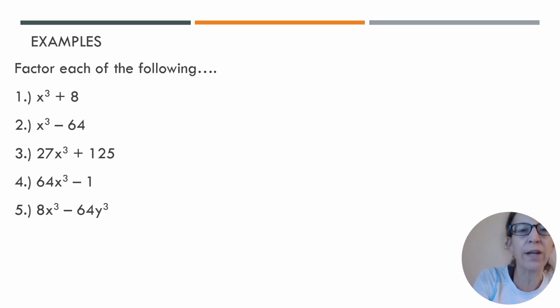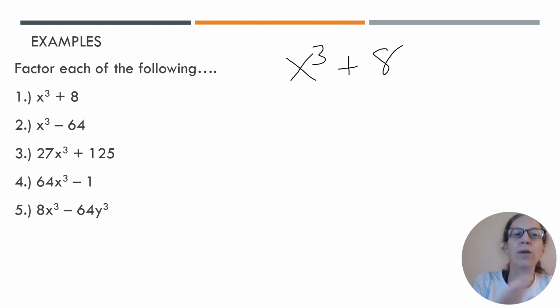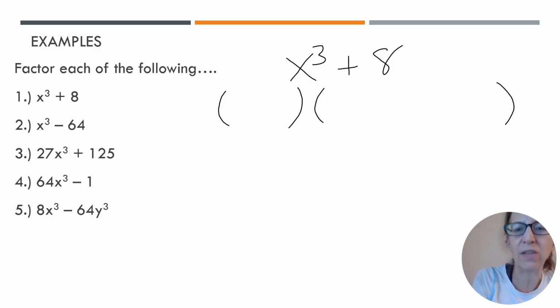So the first one is x to the third plus 8, and we of course want to recognize that as the sum of cubes. X cubed is obviously x cubed, and 8 is 2 cubed. So what we do is we start with the little parenthesis and the big parenthesis. These all are going to factor into a little parenthesis and a big parenthesis.